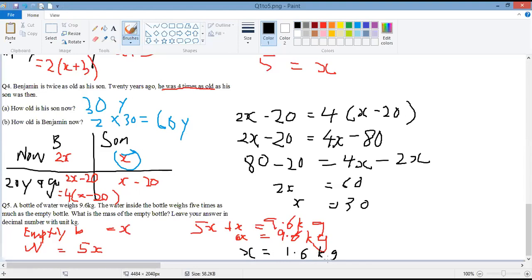But this is just the value of x. You have to go back and check what x means. So x means the weight of the empty bottle. And the question asks for the mass of the empty bottle. Yes, so your x will become your answer. So x equals to 1.6 kilograms. So this is your answer. 1.6 kilograms is the mass of the empty bottle. So question 5, I think is quite easy.